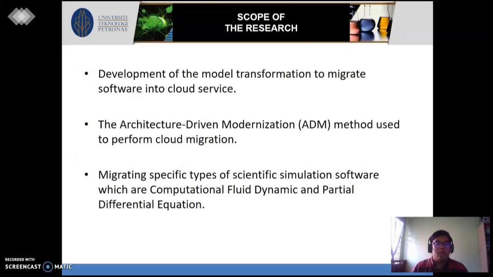The scope for this research is first the development of the model transformation to migrate software into cloud service. Second, the architecture-driven modernization method used to perform cloud migration. And third, migrating specific types of simulation software, which are computational fluid dynamics and partial differential equations.